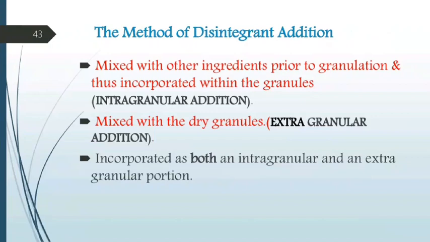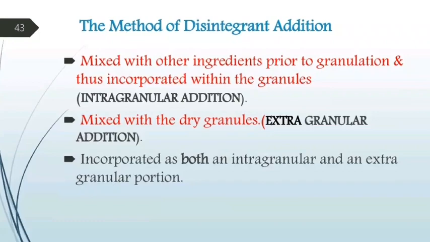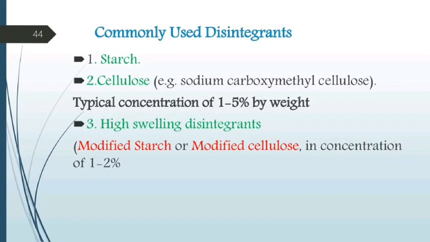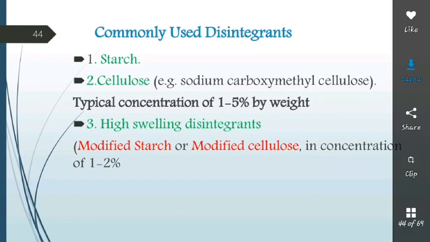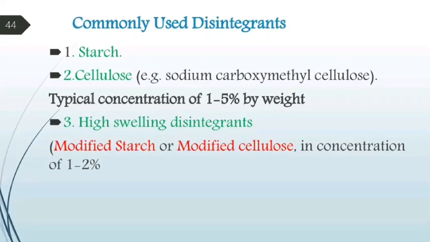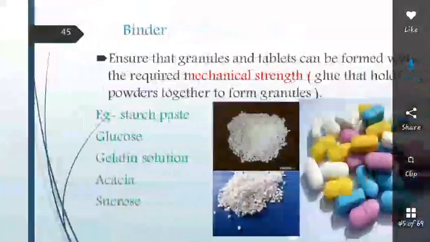The disintegrants are added at different stages of preparation of granules, like intragranular addition, that is before the preparation of tablets, and after the preparation of granules they are also added, extragranular addition, etc., or both. And the commonly used disintegrants include starch, cellulose, especially carboxymethyl cellulose, sodium CMC. Concentration is very important. Then super disintegrants can also be used.